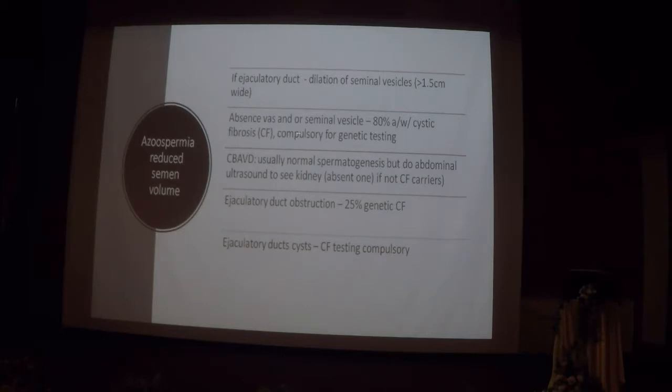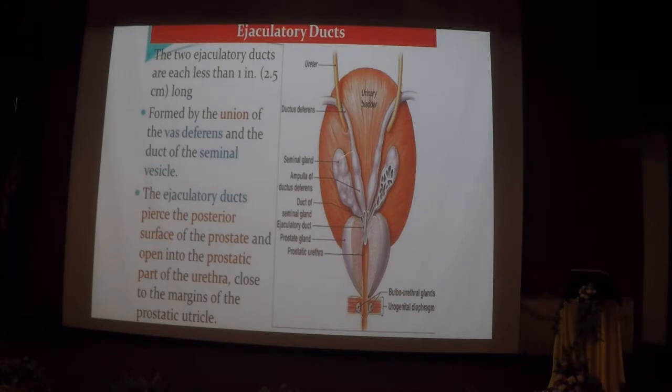Absence of vas deferens can be associated with cystic fibrosis, but again, like I said, it's not very common here in Asian countries. If you have ejaculatory problems like obstruction, there is a 25% chance it can be associated with cystic fibrosis. So if you have this problem, it's advisable to do genetic testing. This is the ejaculatory ducts.